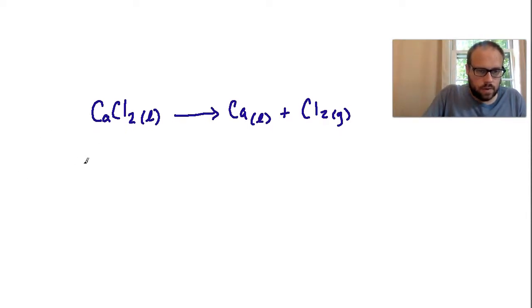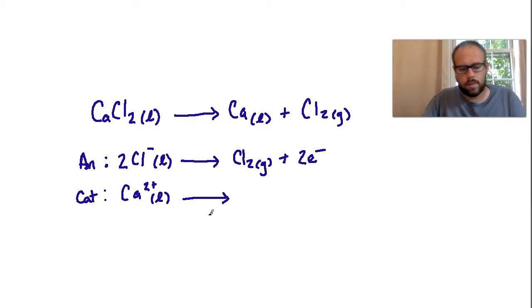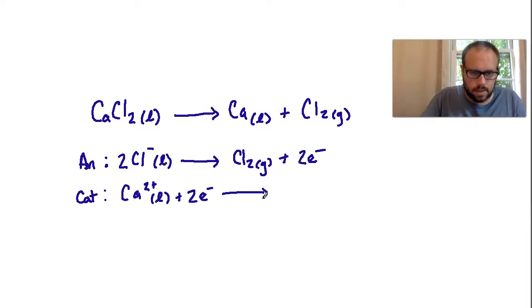So the anode, where the oxidation is occurring here, is going to be the Cl once again. So it'll be 2Cl minus in its liquid form, and that is going to go to Cl2 gas plus 2 electrons. And then we also have our cathode. So for the cathode this time it's calcium. We're going to have calcium 2 plus in a liquid form, and that's going to go to, wait a minute, let's make sure we put the electrons in there, 2 electrons, because it's a 2 plus, and that's going to go to the molten calcium.